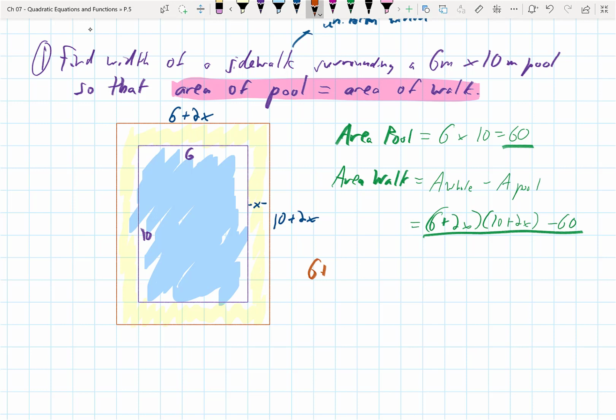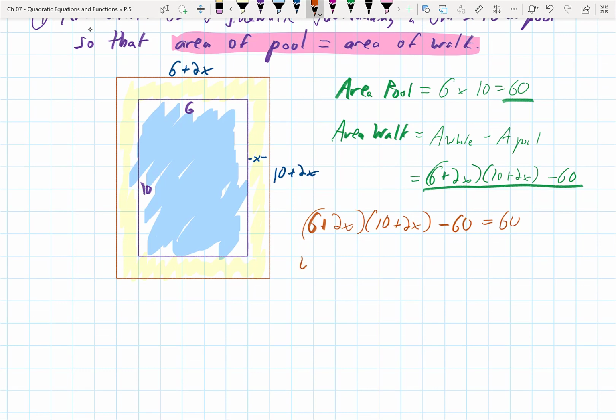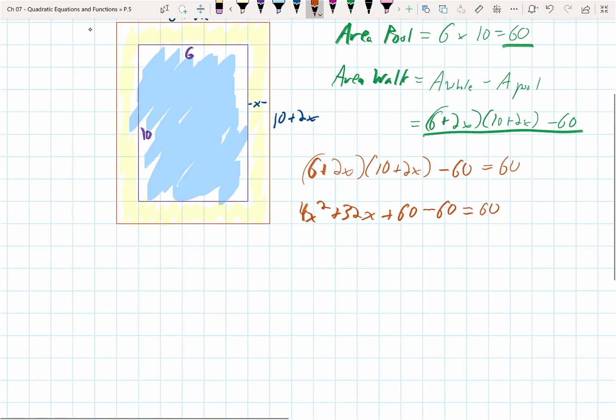6 plus 2x times 10 plus 2x minus 60 equals 60. So if I multiply this whole thing out, I get 4x squared plus 12 plus 20, so plus 32x, plus 60 minus 60 equals 60. Well, I can cross those out and move everything over to one side, and I would get 4x squared plus 32x minus 60 equals 0.